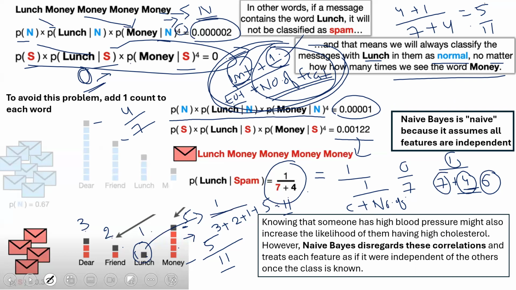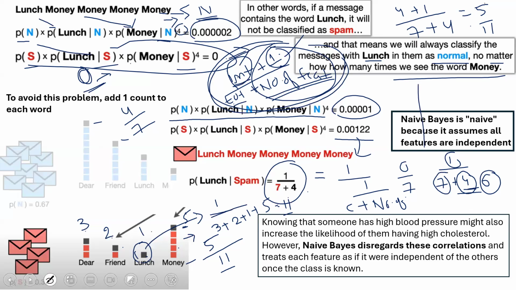Naive Bayes is called naive because it assumes all features are independent. I have told you, right? It considers dear and friend as independent words or independent features, even though there is a correlation. So if your data set has blood pressure, someone who has high blood pressure might also have high cholesterol.